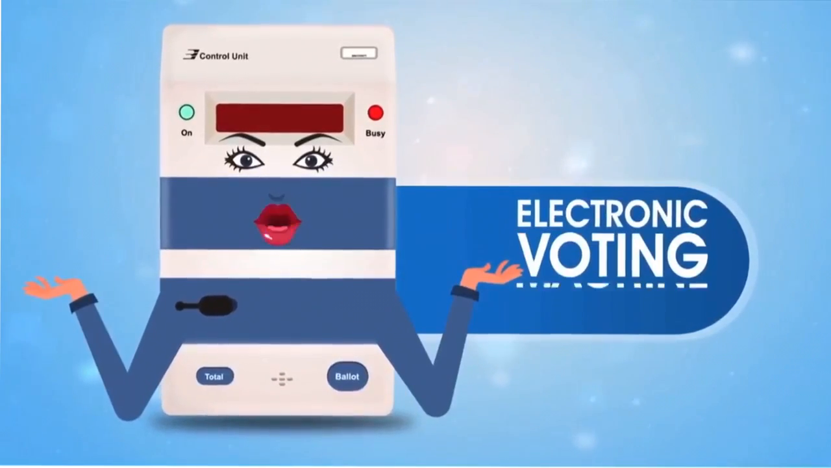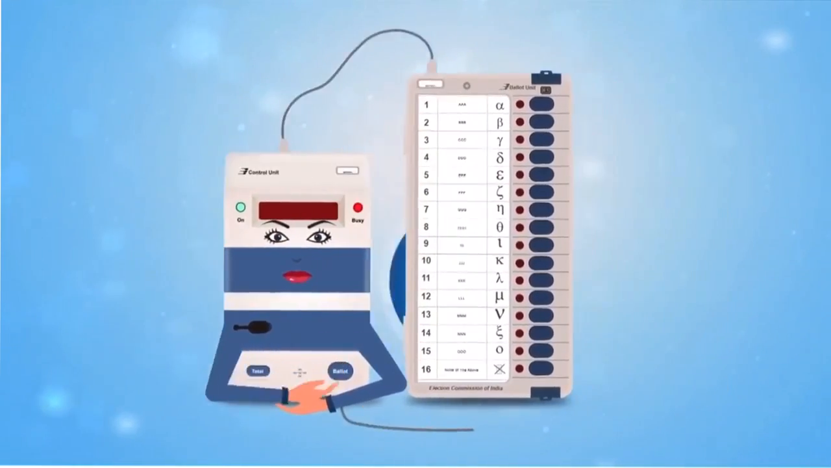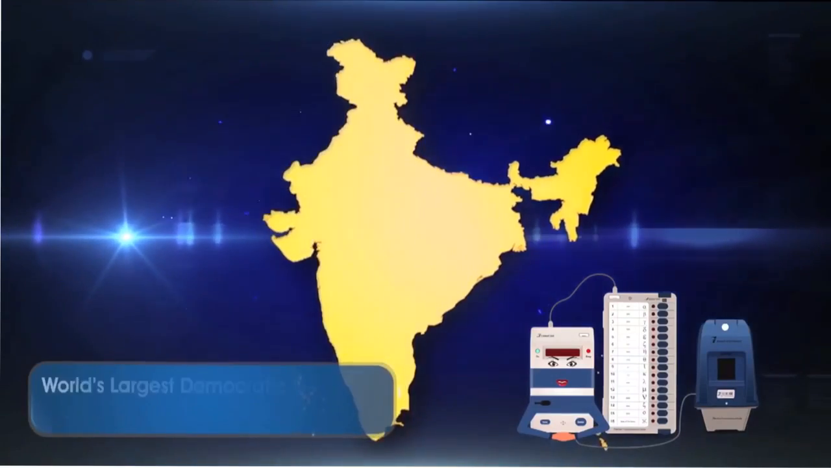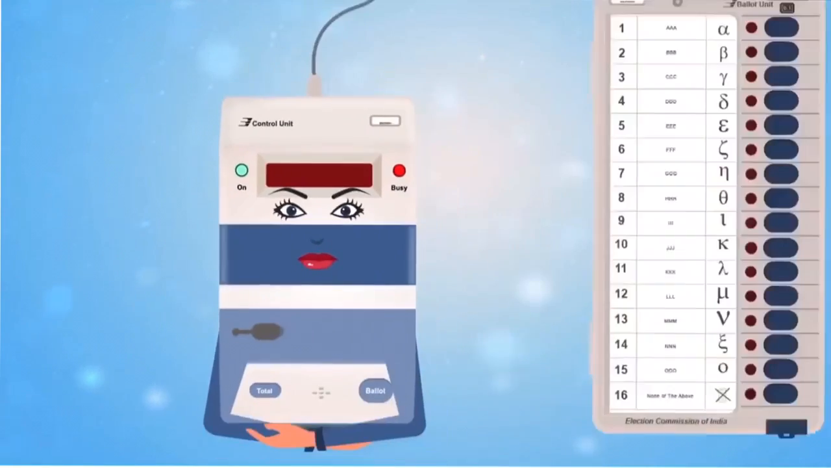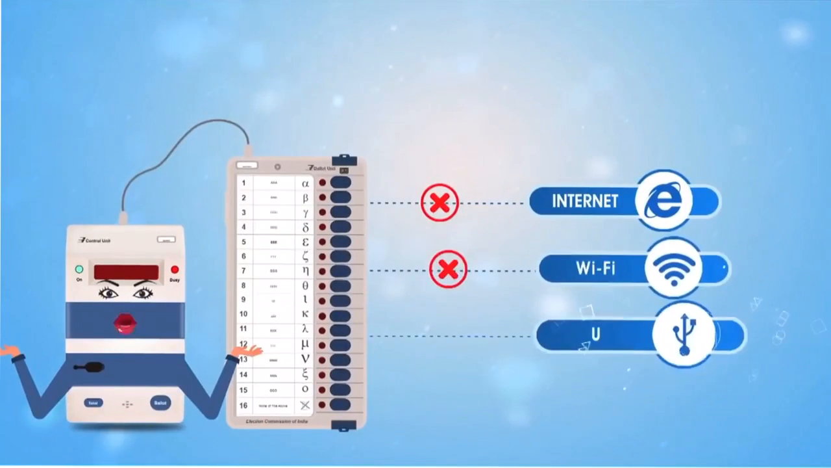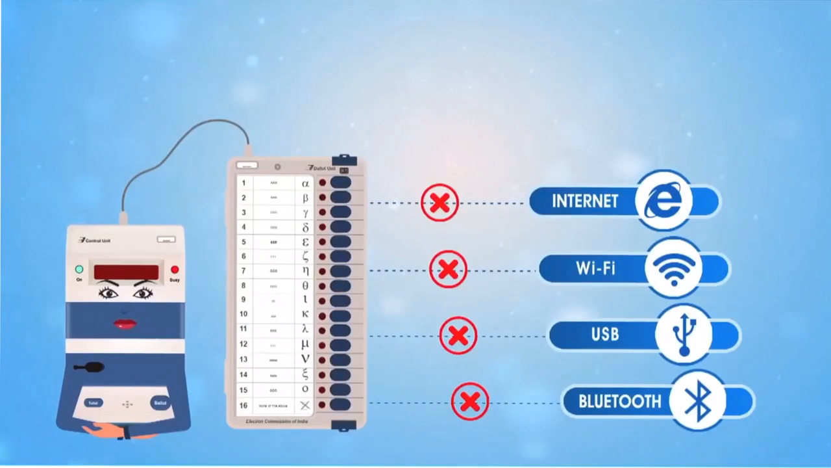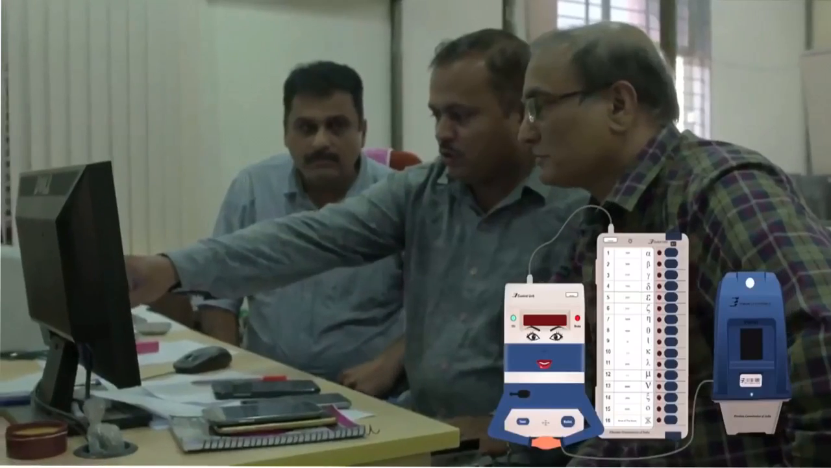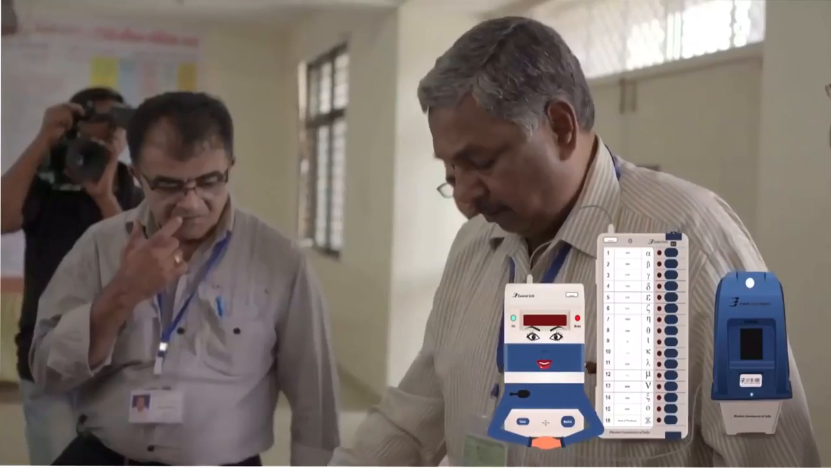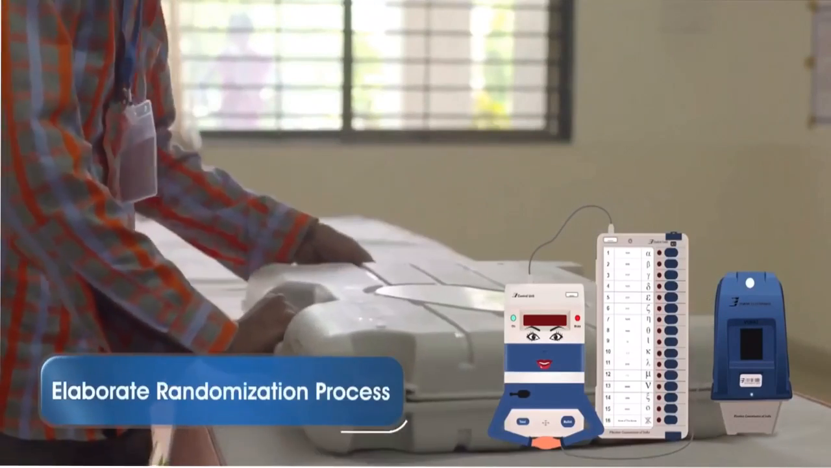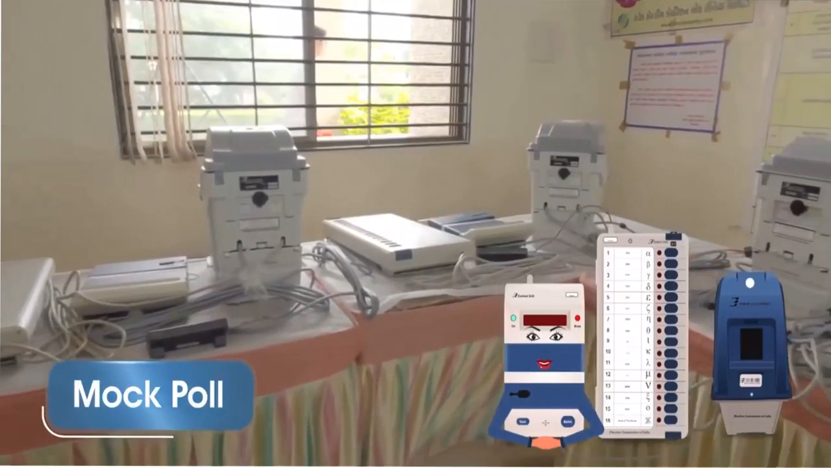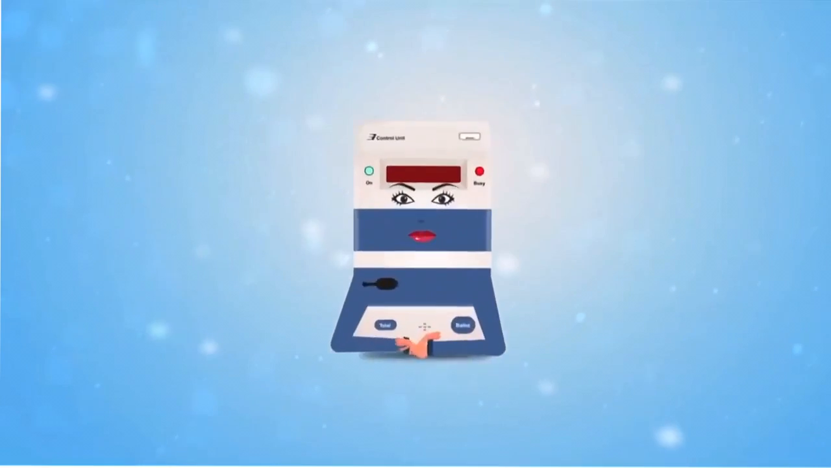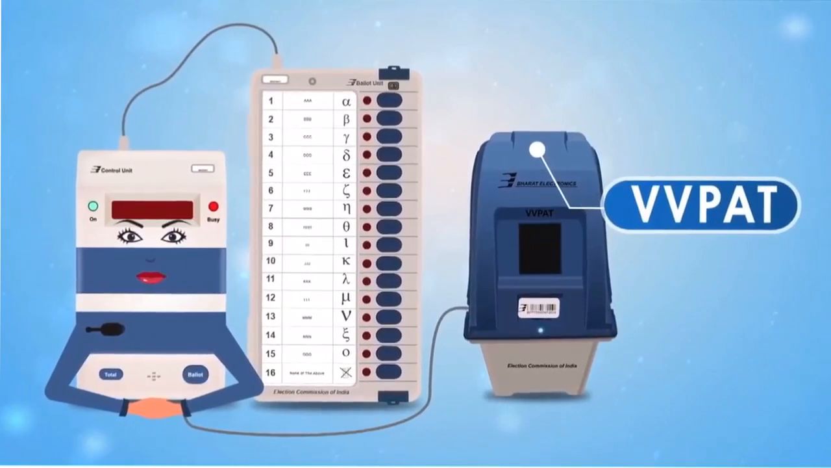Hello, I am Electronic Voting Machine. Everyone simply calls me EVM. And I am VVPAT. I print the vote and store it. I make the world's largest democratic electoral process secure, free and transparent. I am a tamper-proof machine. I am made of a one-time programmable chip that cannot be accessed or connected to any external device or network. Thus, I cannot be corrupted or modified in any way possible. I am allotted to the polling booths through an elaborate randomization process. So nobody would know which unit goes to which polling booth almost until the polling date. I undergo mock polls at every stage to ensure that I am in the right working condition. That is why I am a trustworthy machine, EVM.